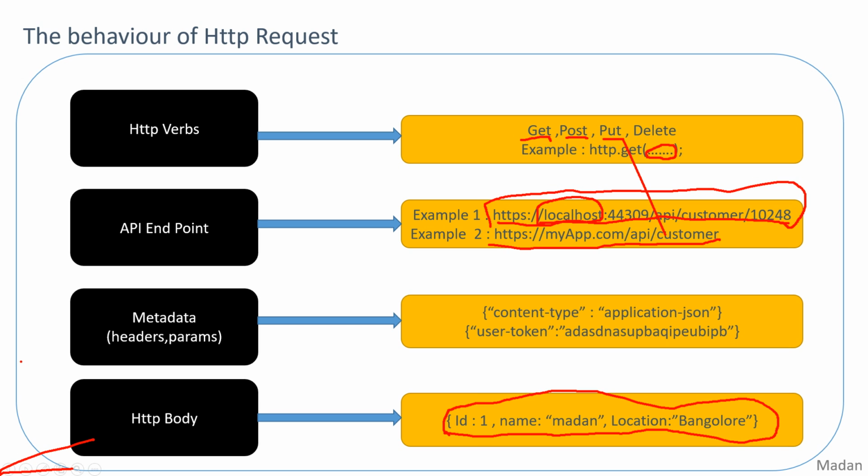So all these activities are covered under the multiple parts of the HTTP request. The first part is the HTTP verb. The next part is the API endpoint, then the metadata of the HTTP request, and the HTTP body. These four parts are very important to the HTTP request. We will discuss all these activities in the next lecture. Please watch that. Thank you so much.